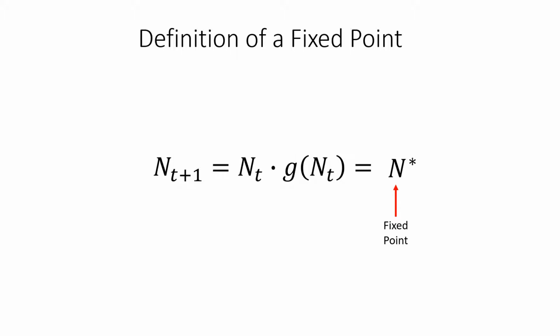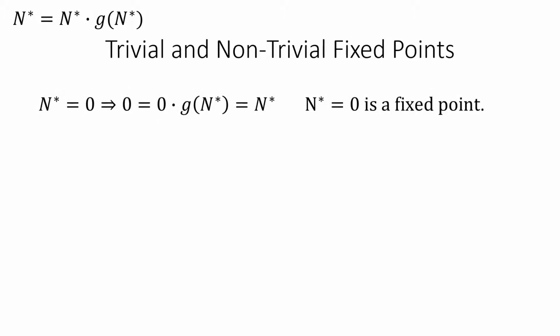One obvious, or trivial, value that satisfies this is when n star equals 0, i.e. 0 times g of 0 will always be equal to 0, even if g of 0 does not give 0. This is called the trivial fixed point.